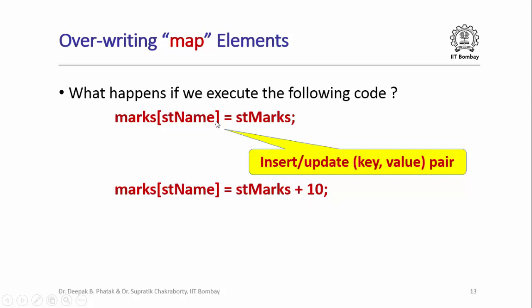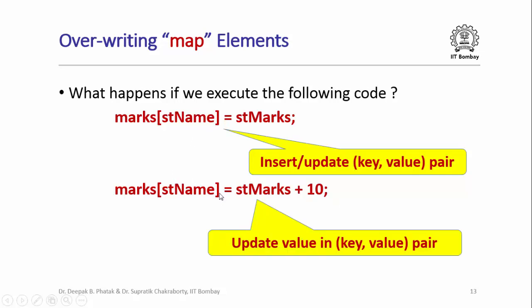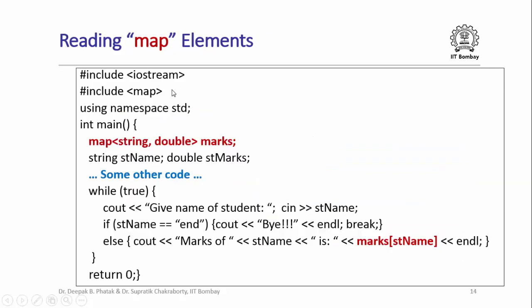However, when you execute this statement after that previous statement, this is certainly not going to create a new key value pair because you have already created a key value pair with key being stName over here if it did not exist. And so over here, you're simply going to update the value in the key value pair where key matches stName, and the value would be updated to stMarks plus 10. So we have seen how to write elements in a map. How do we read elements from a map? It's pretty much the same.